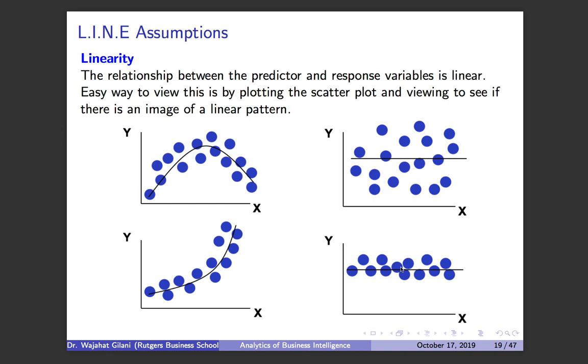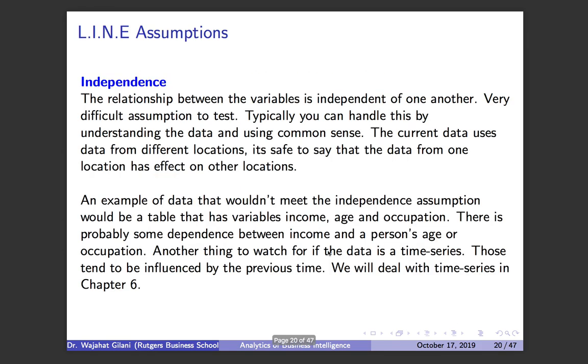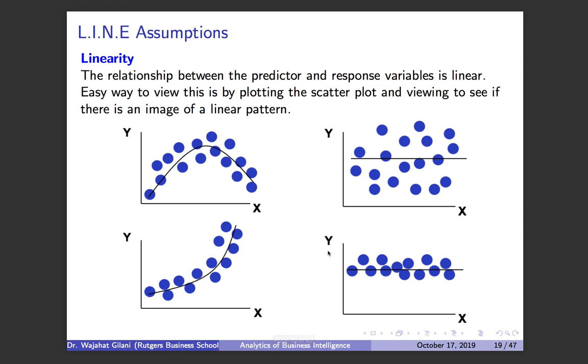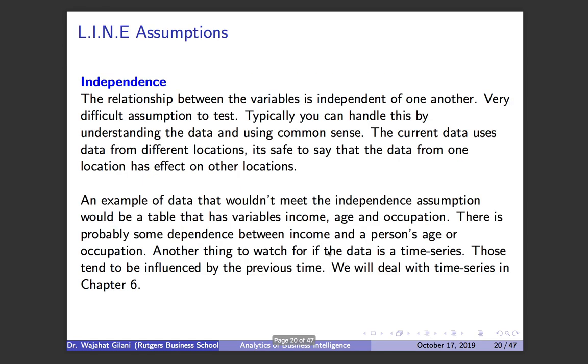Why? Because there is no linear relationship. You see how it goes straight across? Basically what we're saying is the more we increase x, it has zero effect on y. There's no relationship, period, between x and y. So that also fails the linearity test. How do we test that? Again, just do a scatter plot and you can eyeball it.